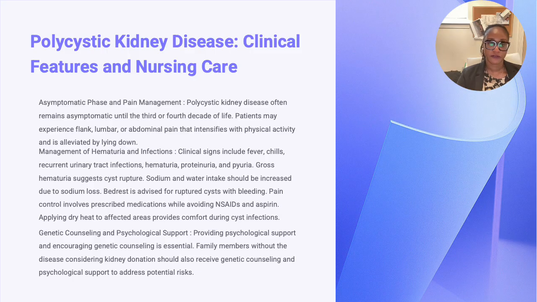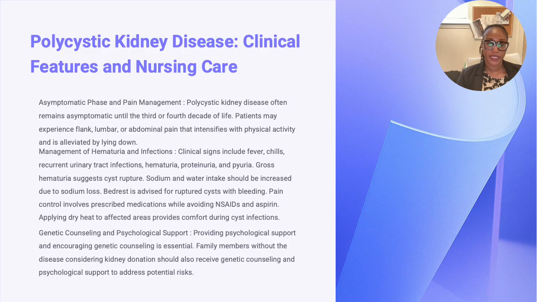Some interventions: gross hematuria, which indicates cyst rupture. Increase sodium and water intake because sodium loss rather than retention occurs. Provide bed rest if ruptured cysts and bleeding occur. We want to monitor pain, teach the use of pain medication, and teach to avoid NSAIDs such as aspirin in this situation because of the risk for bleeding.